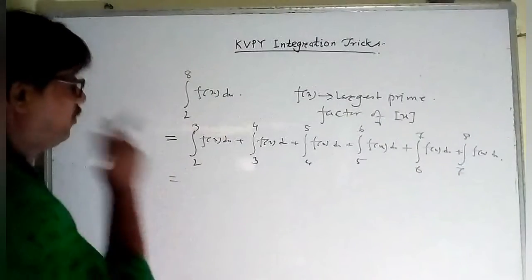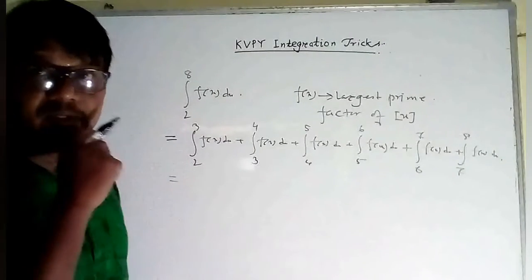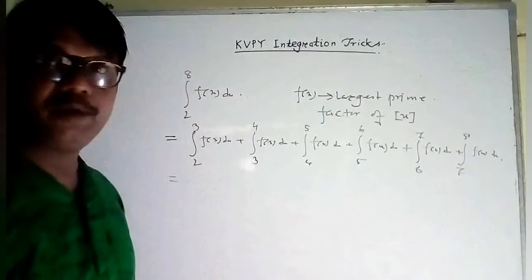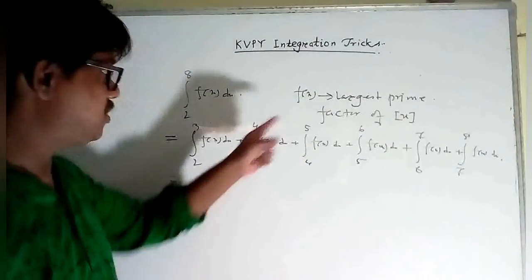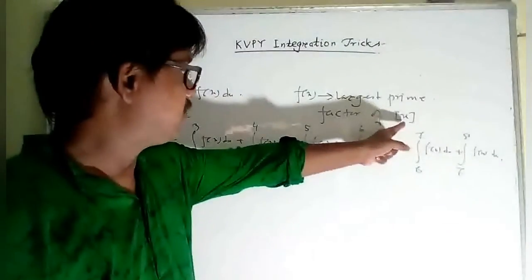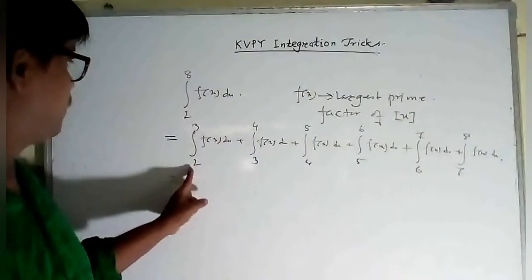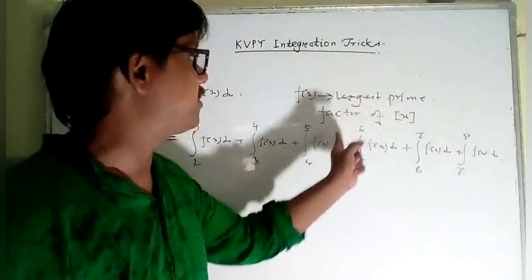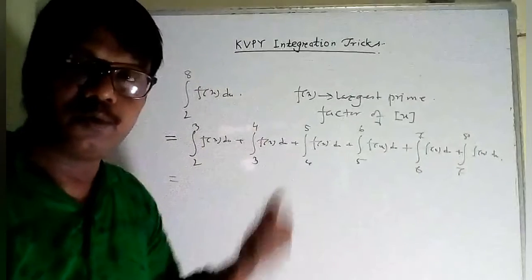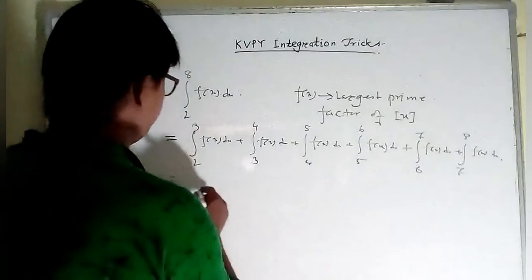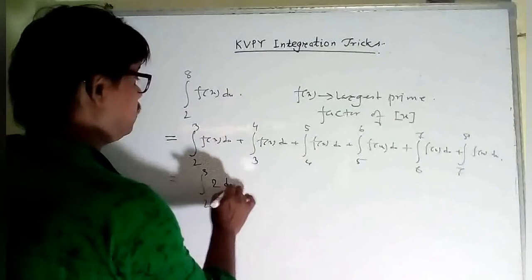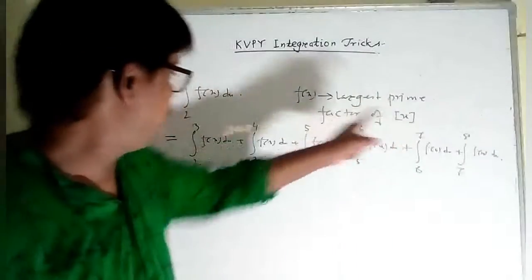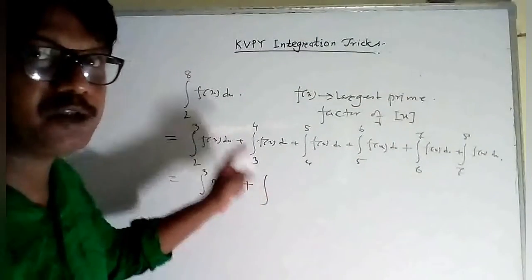Now when x lies between 2 and 3, the value of the greatest integer function of x will be 2, and f(x) is the largest prime factor of 2. The largest prime factor of 2 is 2, therefore this value is 2. When x lies between 3 and 4, the greatest integer of x will be 3 and the largest prime factor of 3 is 3.